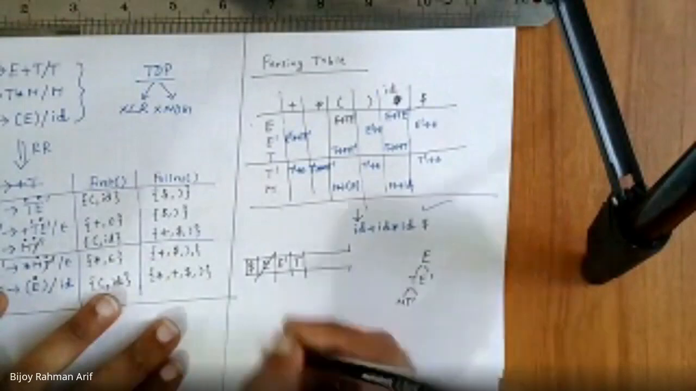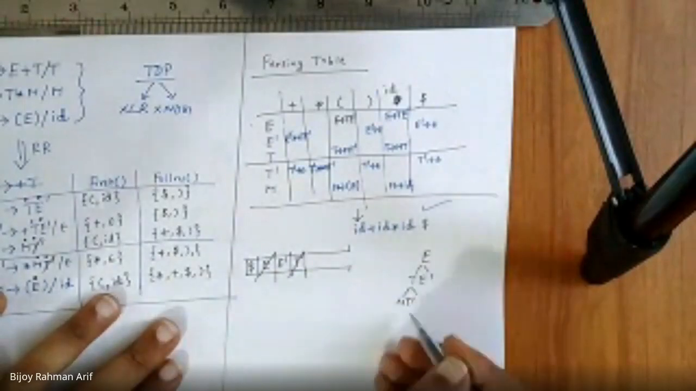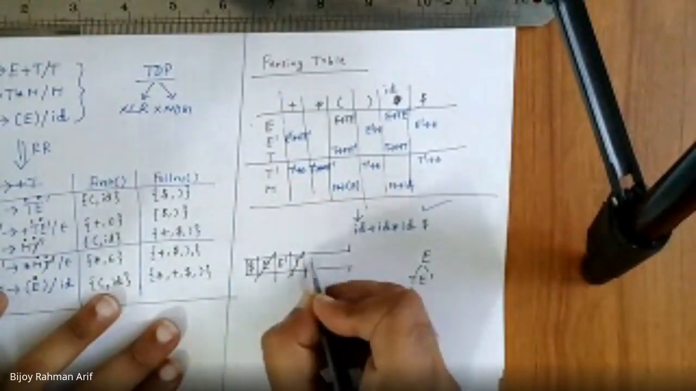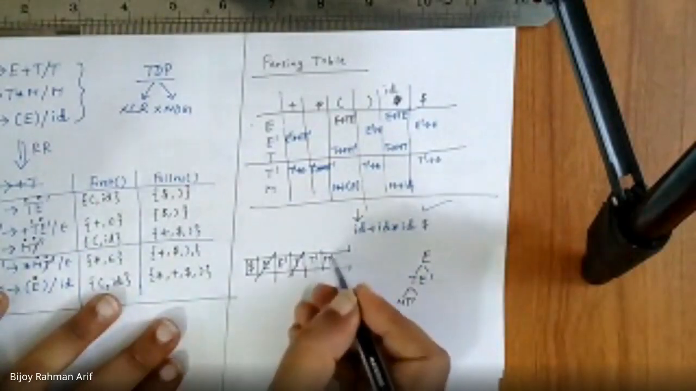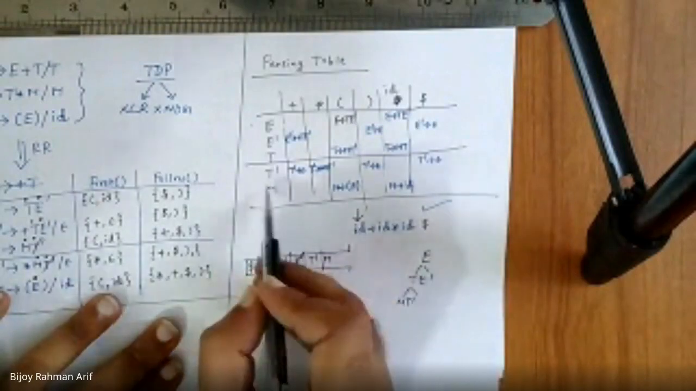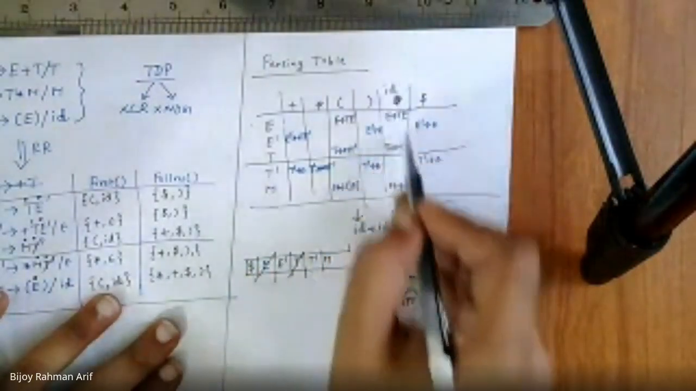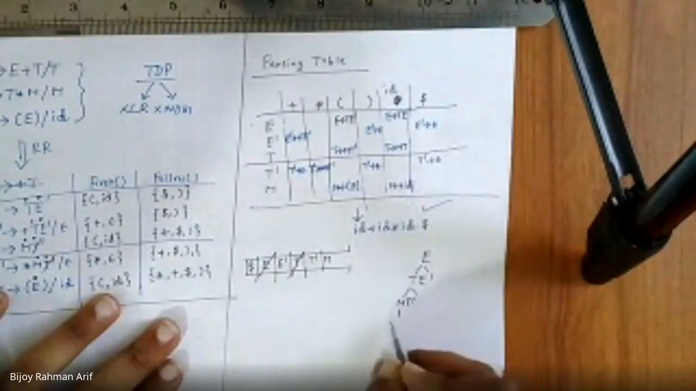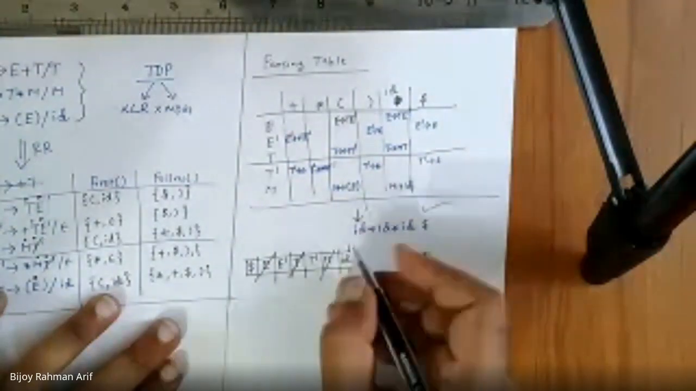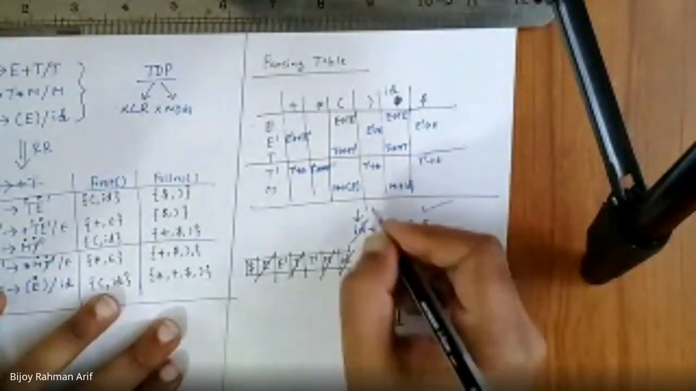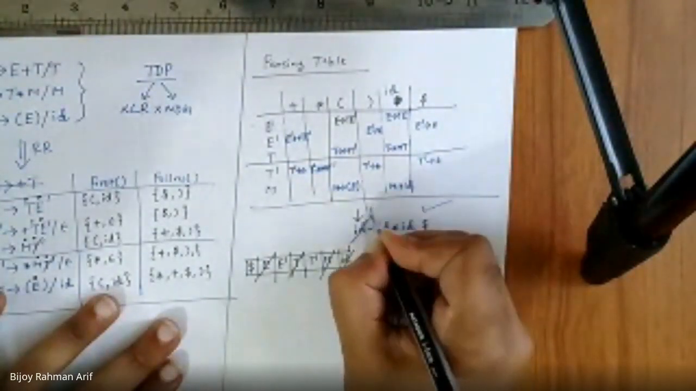Now what happened? This T is going to be removed. I'm putting it in the reverse way: T dash, M. Now my current variable is M. I'm seeing id. M, I'm seeing id. Now what happened? M derives id. So this becomes id. So I remove M. I put id. Now there is the id match. So id is crossed out. Look ahead moves to next.